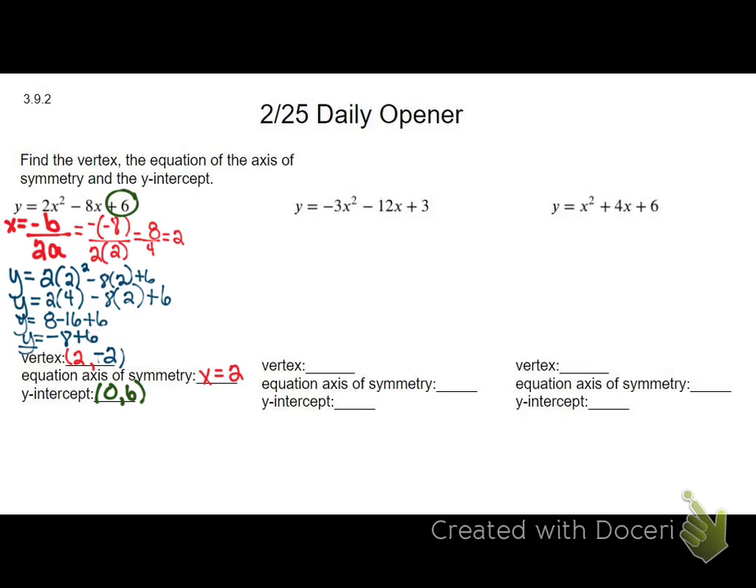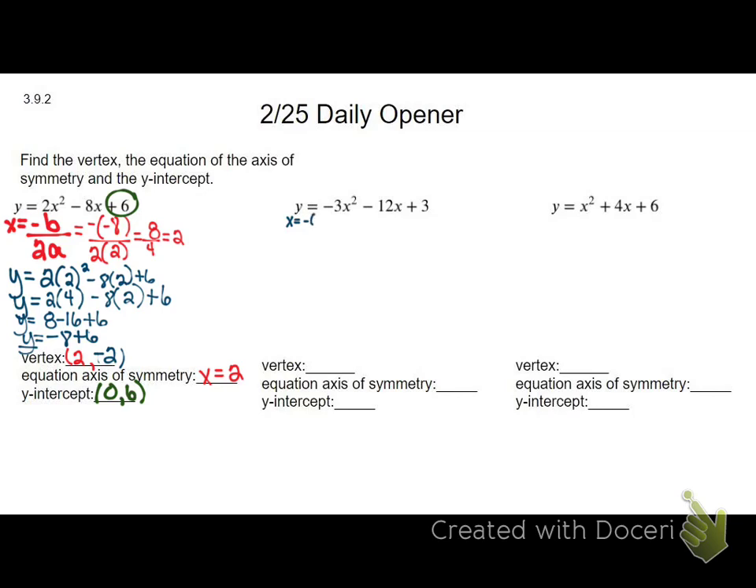All right. When I move to my second quadratic, the first thing that I need to do is find the vertex, or excuse me, the equation of the axis of symmetry. So how do I find that? Danny? You have to write out x equals negative b over 2a.